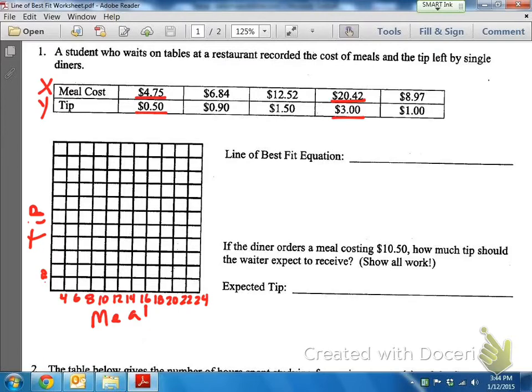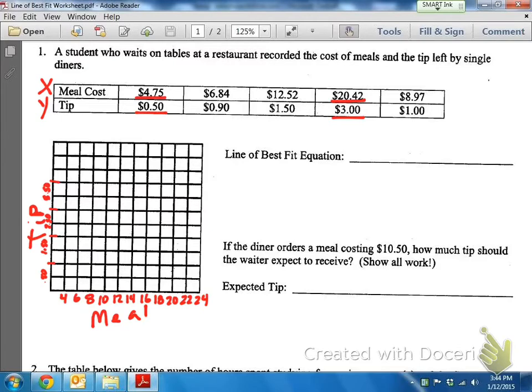So that means this line's $1. We'll just do $1.50 here. That means this is $2. That means this is $2.50. That's 3, 3.50, 4. Okay. So again, I didn't have to label every line. I just know I have a pattern of 50 cents going up and down.